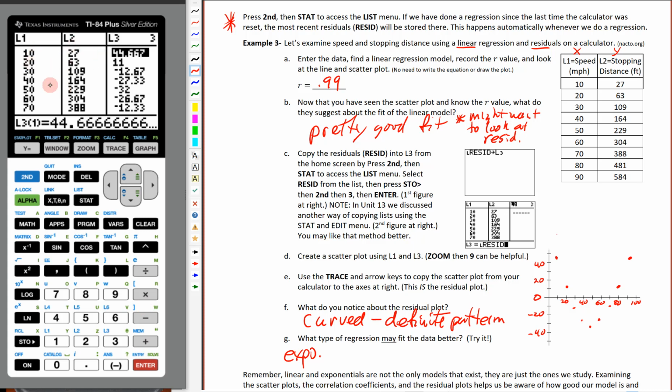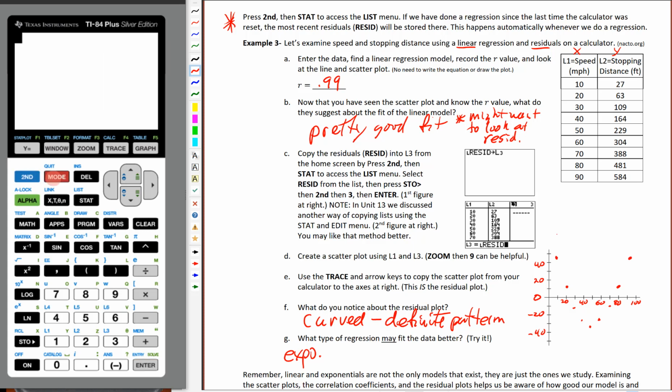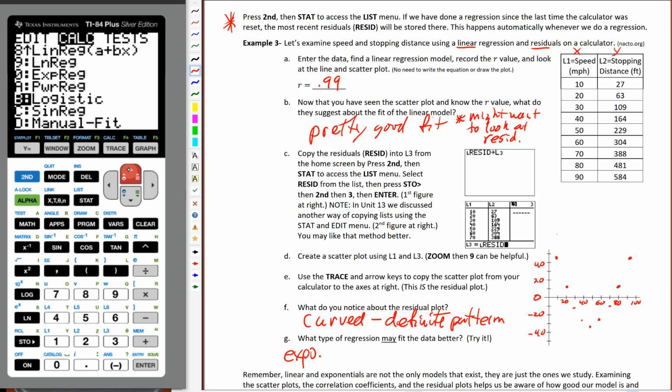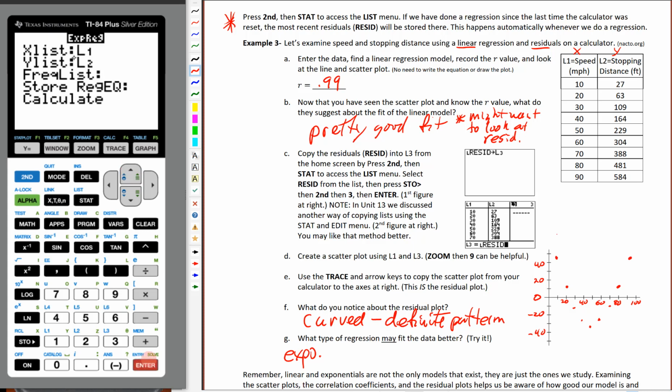Okay, so let's go back and take a look, and let's hit second quit. Let's hit stat and calculate, and we want to do an exponential regression because that's got the capability of having a curve to it. So we're going to hit enter. Let's see, we're in good shape there. I'm just going to hit L1, L2, yep. If you want to put the regression equation in there, that would be just fine. I'm going to just hit calculate. It's going to do that.